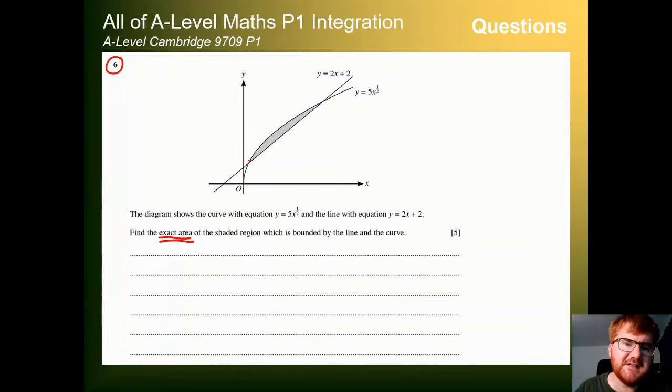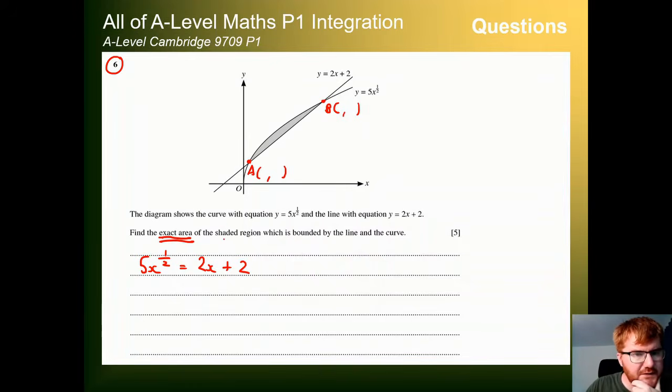We still do it in the same way we did the previous question, so we need to work out at the very least the x coordinates of a and b, so we have our limits of integration. And the way that we do that, again, we're not told in the question here, so we don't have that word intersect to help us, but we do equate the two equations here. So we get 5x to the power of a half is equal to 2x plus 2.